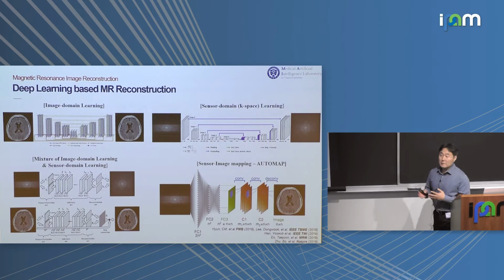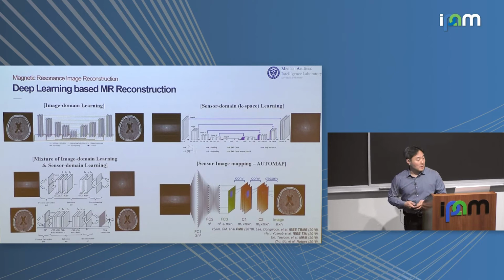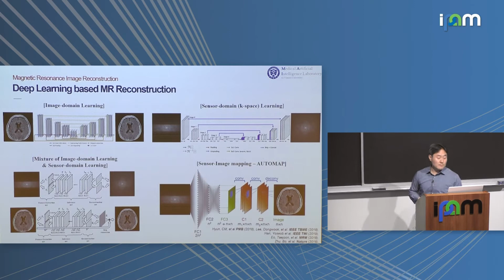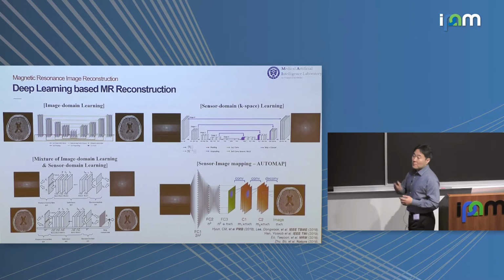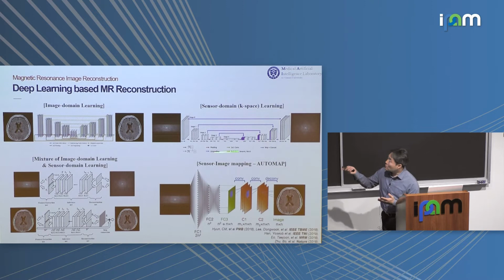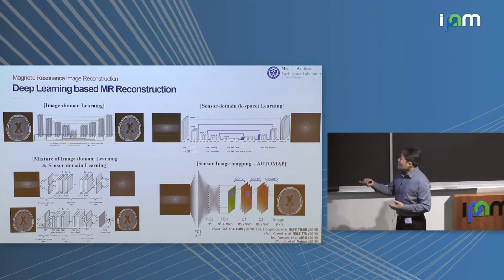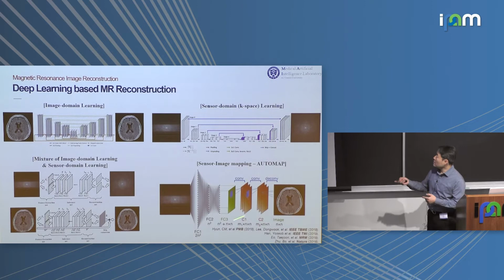The first one is the image domain. We can construct the networks and train the relationship between the image and the label image in the image domain only. Or we can make the neural network work on the k-space domain or the sensor domain. Or we can combine those two, and use all the benefits of image domain learning and k-space learning in one framework of neural networks. Or we can construct the neural networks that receive the k-space undersampled data and directly generate the fully sampled image, as you can see here.